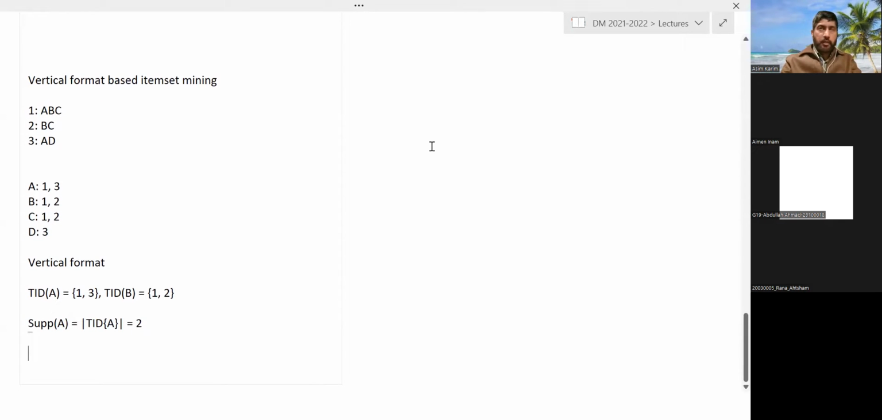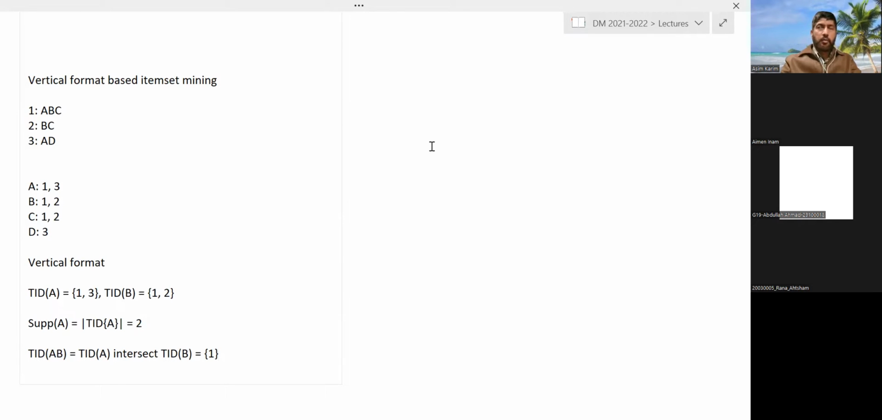Similarly, if you want to find the transactions that contain A and B, the TID of AB would be simply what? TID of A intersection with TID of B, which essentially is 1. Okay. So transaction 1 contains both A and B.